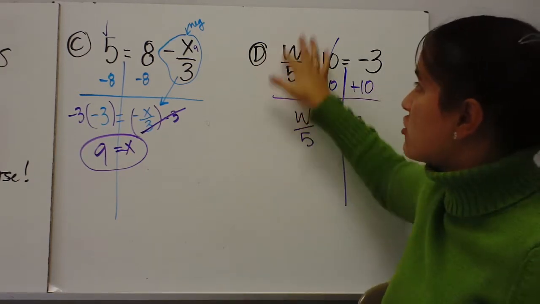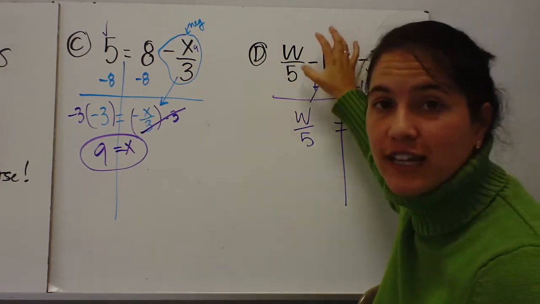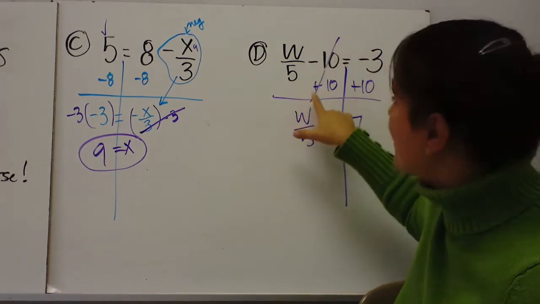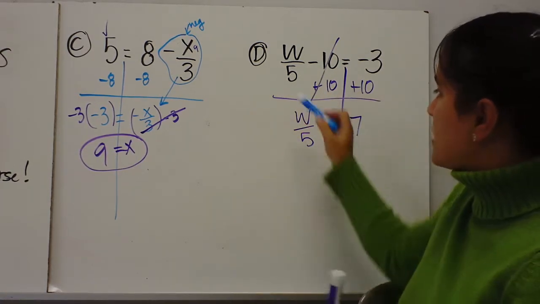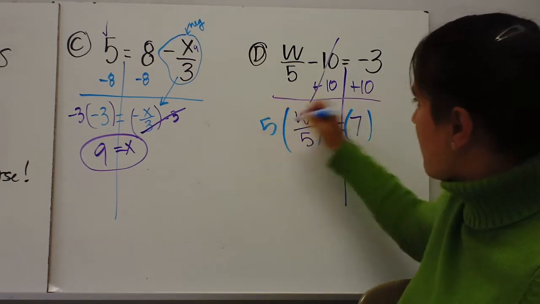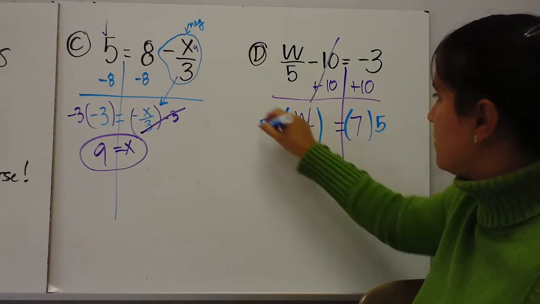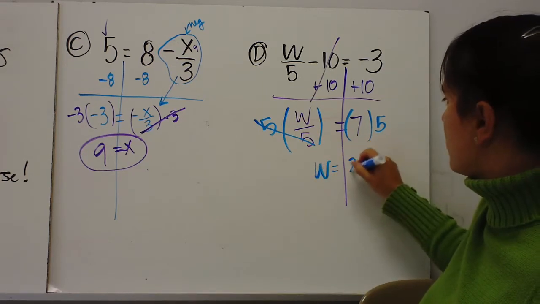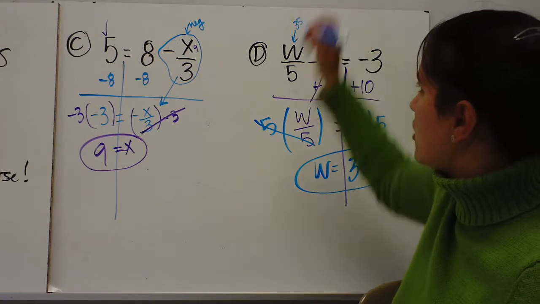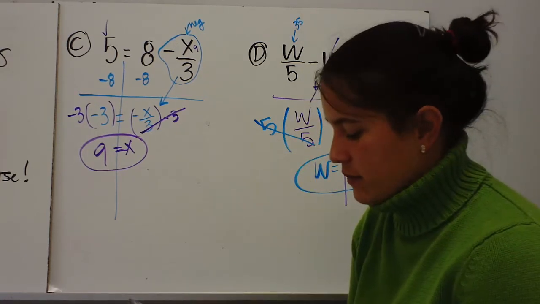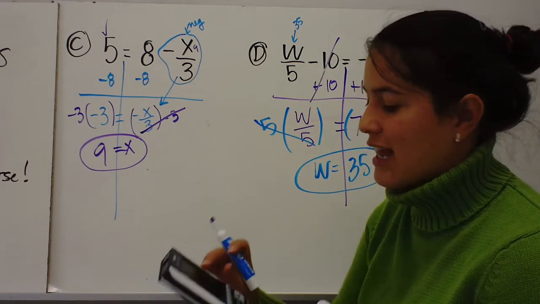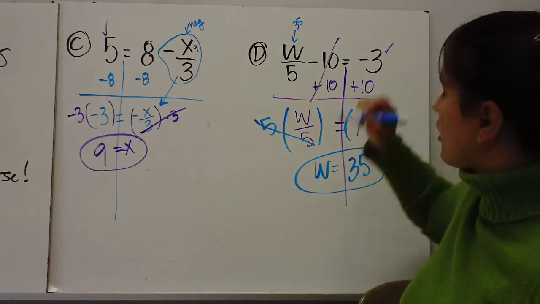This is division, and this is actually a positive number. This 10 is really negative because of this in front of it. So this is really negative 10, so I'm undoing it with a positive 10. To undo division, I'm going to multiply both sides by 5 because of the denominator, and W equals 35. If I want to check myself, I plug it back right here. So 35 divided by 5 minus 10. And I get negative 3, which is what I have right there.